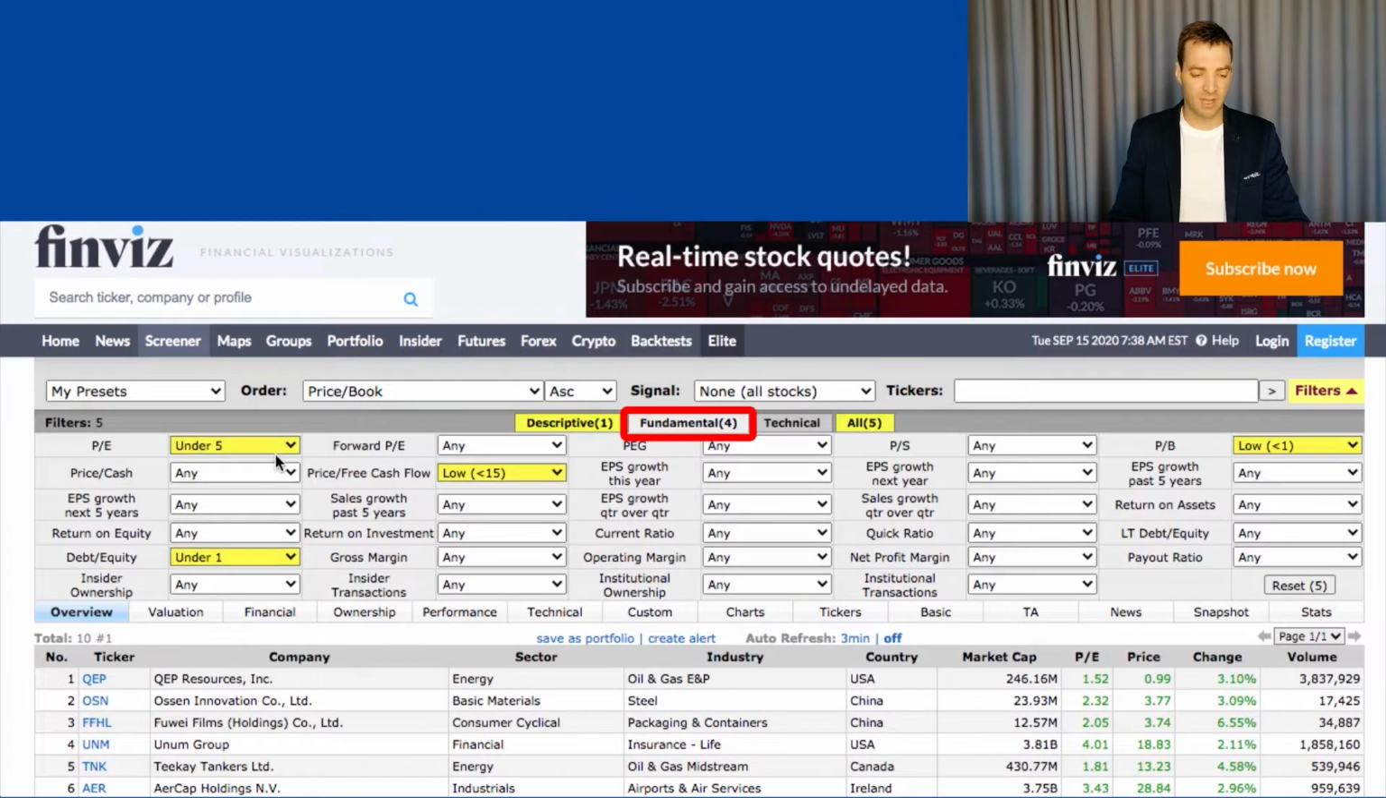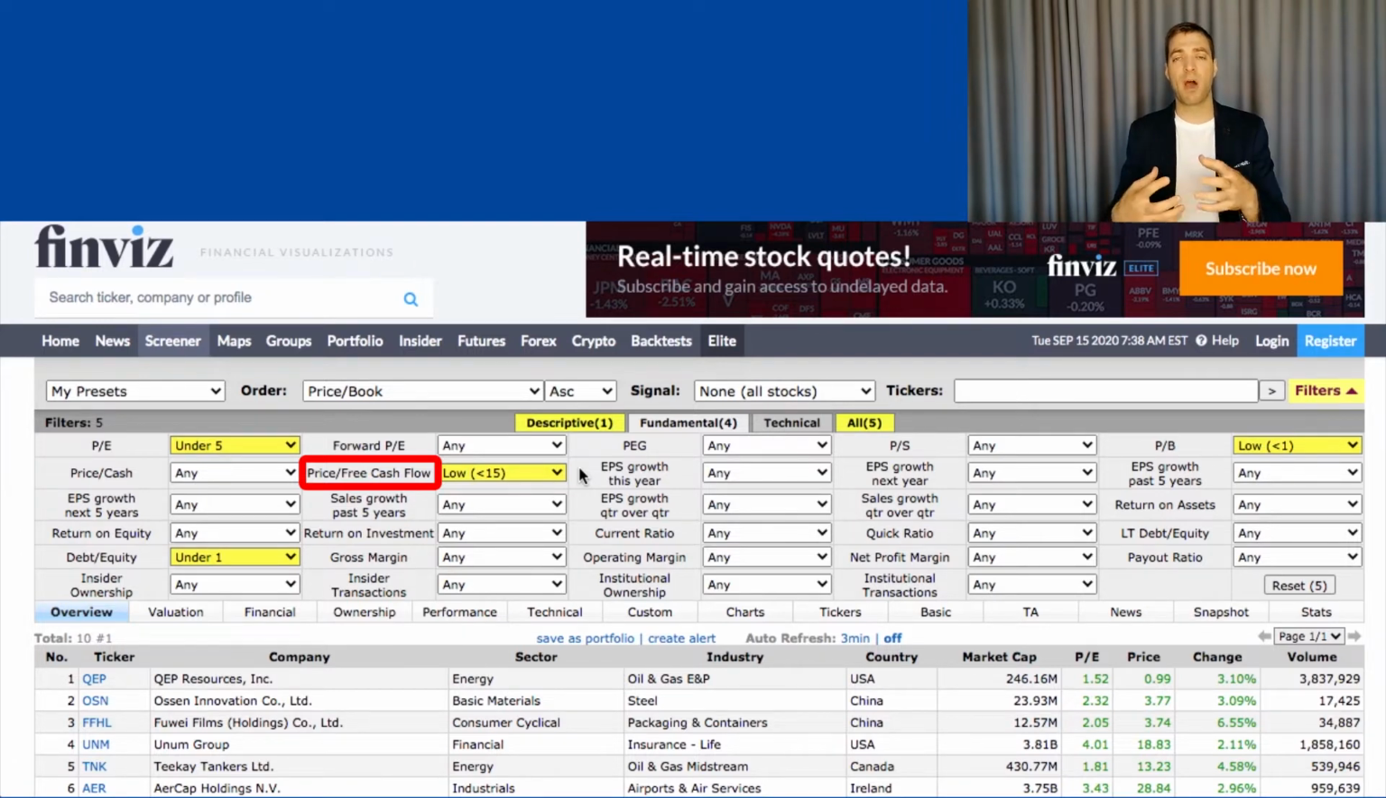Then in the fundamentals, I've got a PE ratio under 5, which is very low. A price to book under 1. A price to free cash flow under 15. Now, I like the price to free cash flow ratio because what we want to do is pay a multiple of the free cash flow. So that's a metric that a lot of people don't really look at, but I like to look at it.